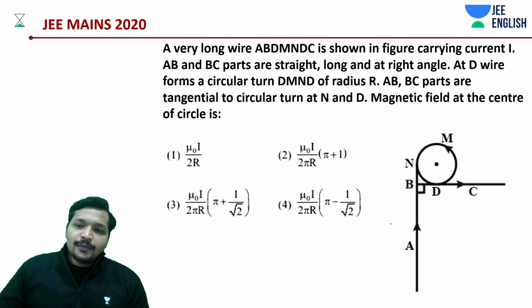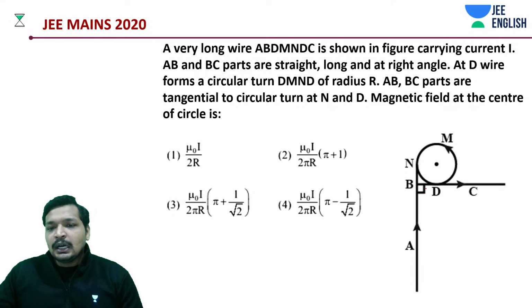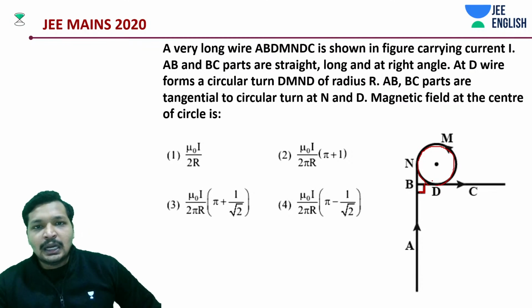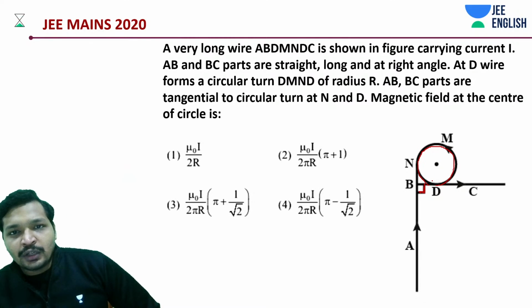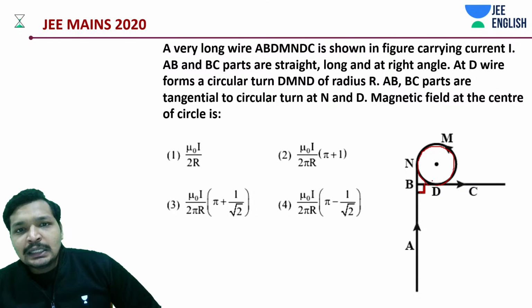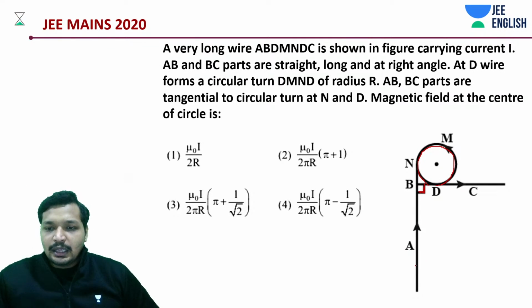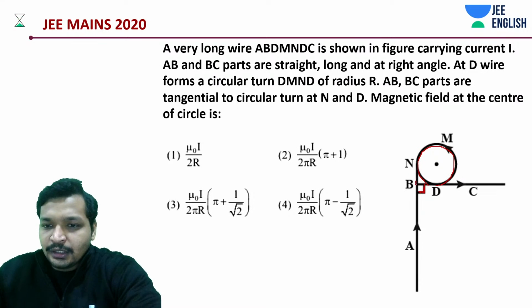AB and BC are at right angle, that is also given to you. And at D it forms a circular loop. You know that as well. AB and BC are perpendicular. What is that loop that we are talking about? ABD, and then we have MNCDC. So this is very important in this question.